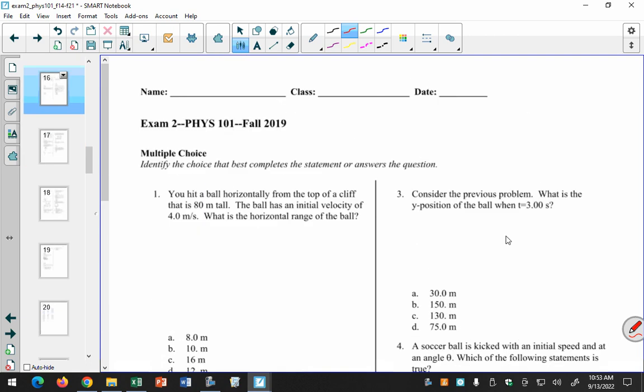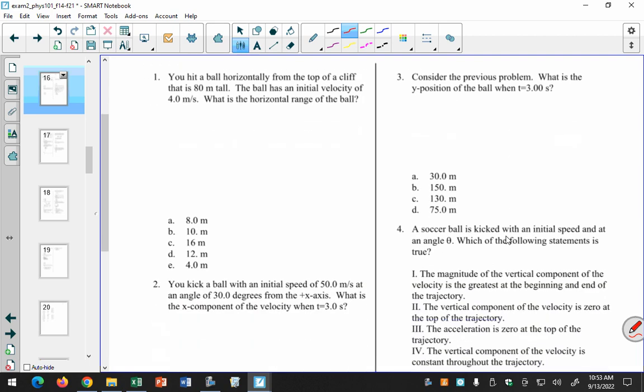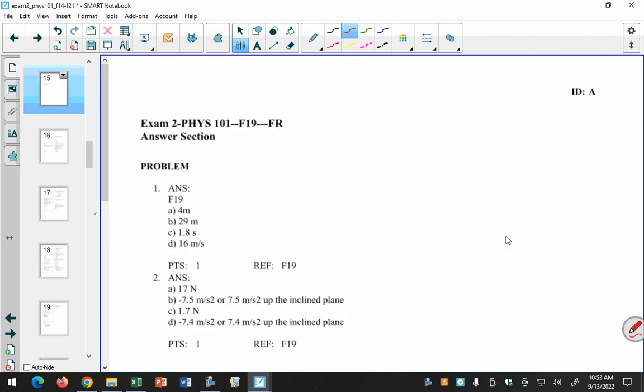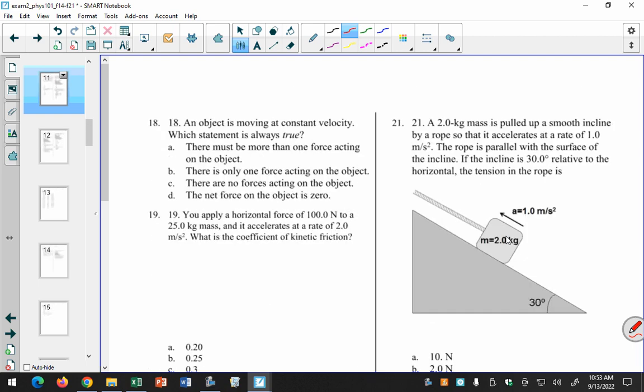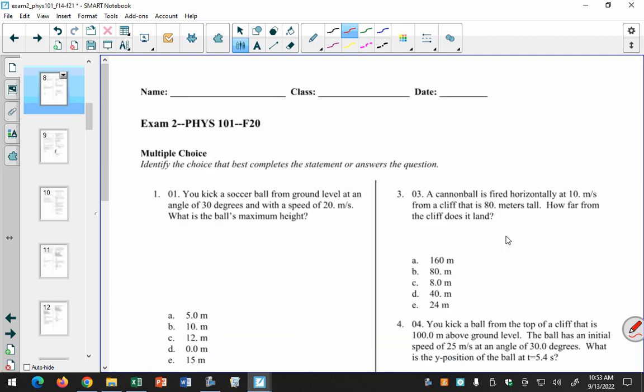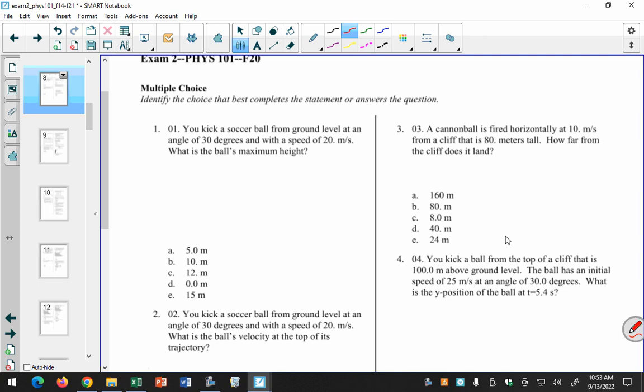This is fall 19. Is this significantly different? Now let's go to fall 20. Yeah, let's do fall 20. This was COVID year, wasn't it? So there's no free response on this one. That's why I say it's COVID. We didn't have free response during COVID. They did not allow free response during COVID.